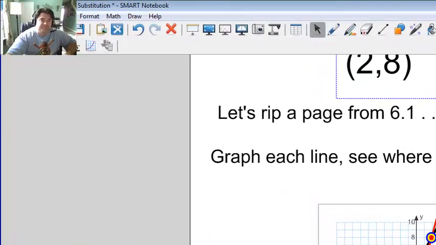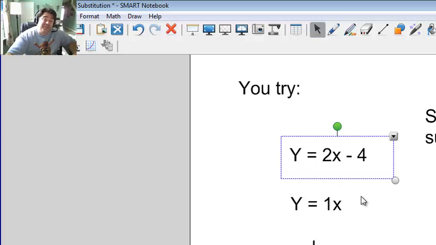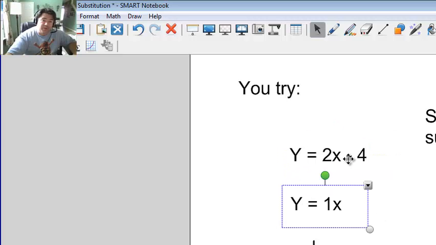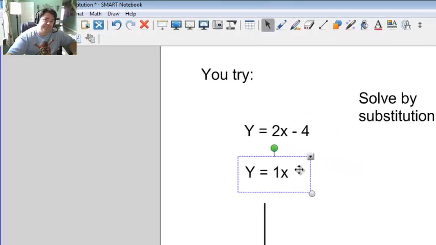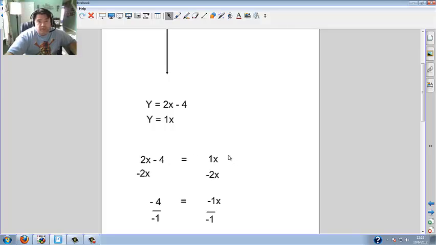And back. You try. Solve by substitution. Remember, if 2x minus 4 equals y and 1x equals y, they both happen to equal y, so they must equal each other. Go ahead and try. This is what I got. Since they equal each other, well, okay.